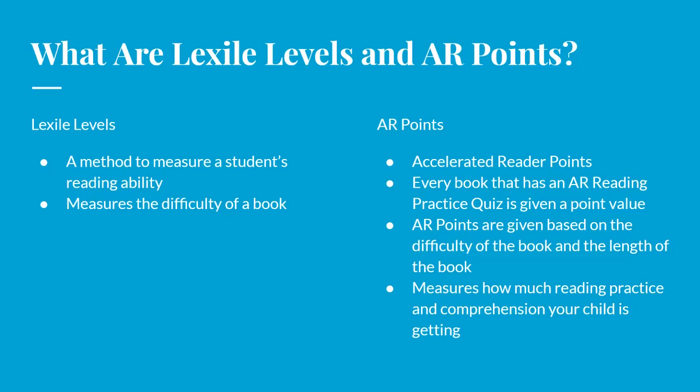AR points stands for Accelerated Reader Points. Every book that has an AR reading practice quiz is given a point value. And since there are quizzes assigned to books, AR points measures how much reading practice and comprehension your child is getting. So there is not much of a difference between Lexile levels and AR points. They're both used to measure your student's reading abilities. Your child's school will use either one or the other to measure your child's reading levels. So a lot of the times your child will have a Lexile level, but not an AR points level, or vice versa.